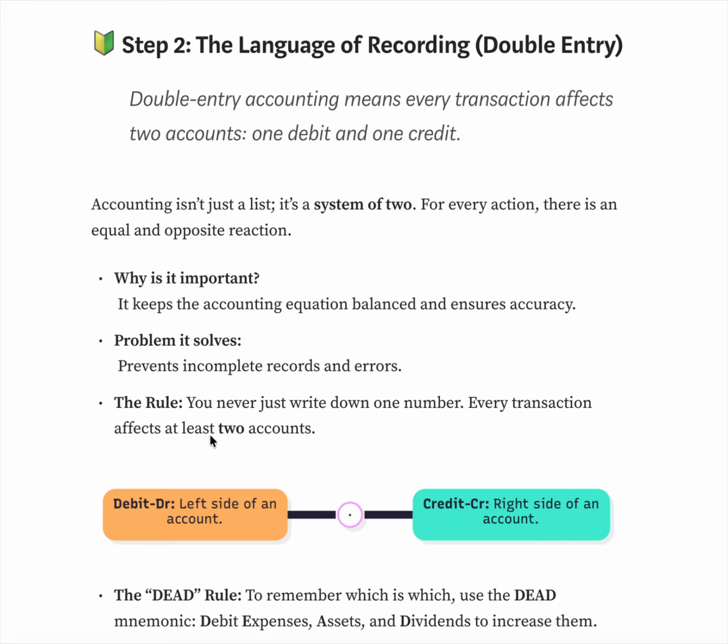As the statement says, every action has an equal and opposite reaction. So there is a system of two, that is debit and credit. This is the thing we have to understand, that we must always keep the accounting equation balanced and ensure accuracy. Why do we do that? Because it solves the problem: it prevents incomplete records and errors.